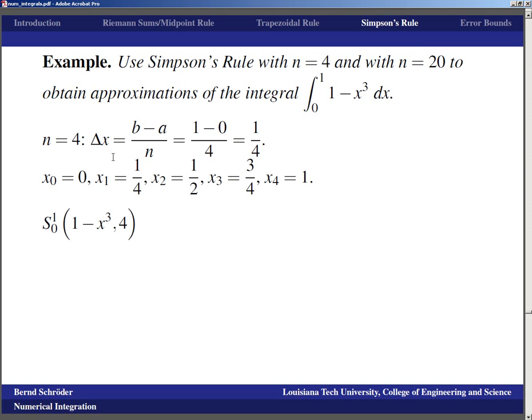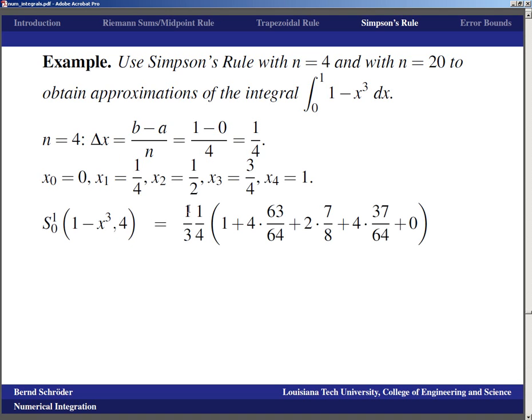Same story, same setup. The Simpson approximation from 0 to 1 of the integral of 1 minus x cubed with 4 partitions is now 1/3 times delta x, which is 1/4, times evaluation at the left endpoint, which is 1, plus 4 times evaluation at the next one, which was 63 over 64, plus 2 times evaluation at the next one, which was 7/8, plus 4 times evaluation at the next one, 37 over 64, plus just the value at the right endpoint, which is 0. And again, you can piece that together.